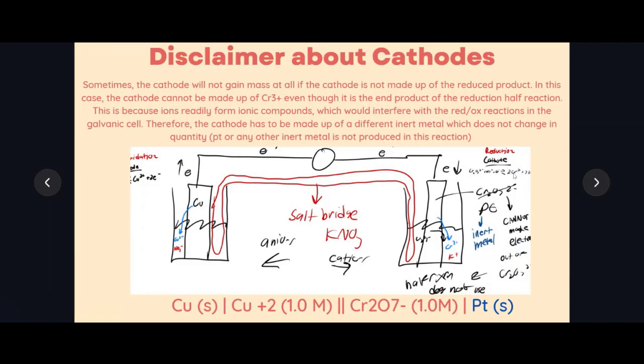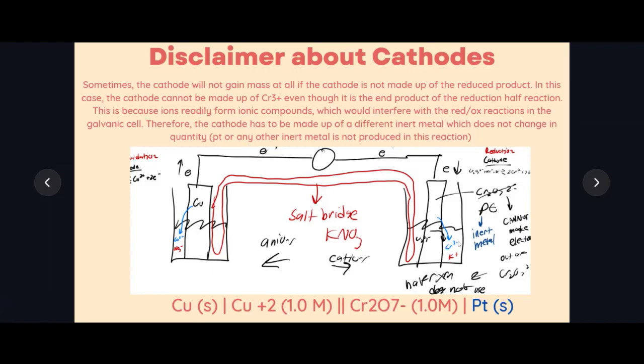Why? Well, if this cathode was made up of an ion, ions readily form ionic compounds in solution. So if I randomly put NO3 minus here, that Cr is going to make Cr NO3, and that will disrupt the mechanism for which this works. So therefore, that cathode has to be made of an inert metal. Sometimes you say Pt, sometimes gold, but it has to be inert.